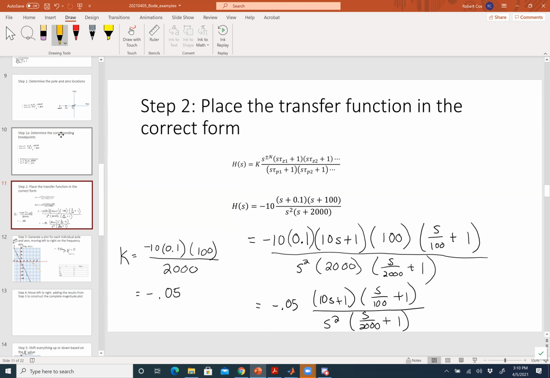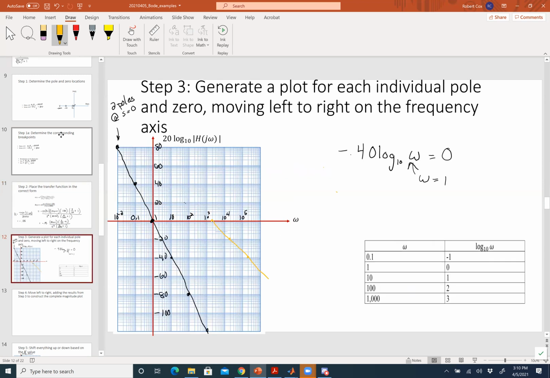Where was the first 0? Negative 0.1. Yeah, negative 0.1. So what happens for frequencies below 0.1? It's just 0. What happens for frequencies greater than 0.1? It rises at 20 dB per decade.